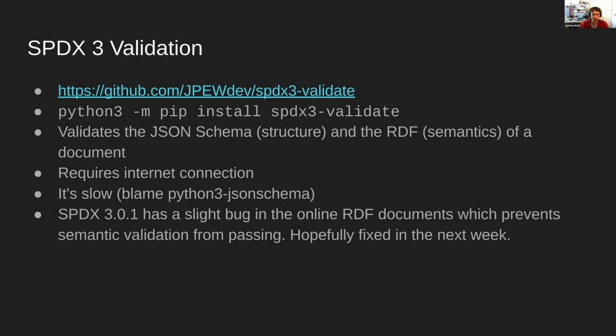This tool does require an internet connection because it's going to download the schema for your version of SPDX and the RDF stuff. And it is very slow. The reason it's slow is because Python 3 JSON schema is very slow. I don't know why, it just is. There are actually faster JSON schema checkers out there, but none in Python. And since this tool's in Python, I just use that. So just be aware, it takes a while to validate a document with this.